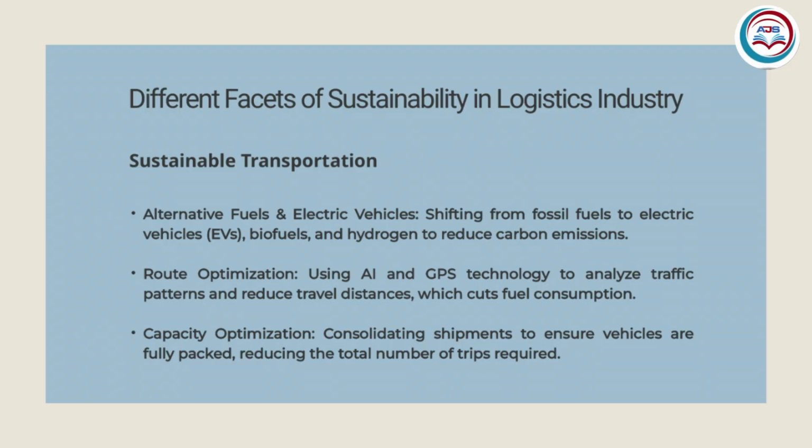Finally, capacity optimization plays a vital role. When we consolidate shipments and ensure vehicles are fully packed, we minimize the number of trips needed. This approach reduces fuel usage, decreases emissions, and improves overall efficiency in our logistics operations. All these facets, alternative fuels, smarter routing, and better load management, are interconnected pieces of a broader strategy to make our logistics more sustainable and aligned with the overall goals of environmental responsibility.